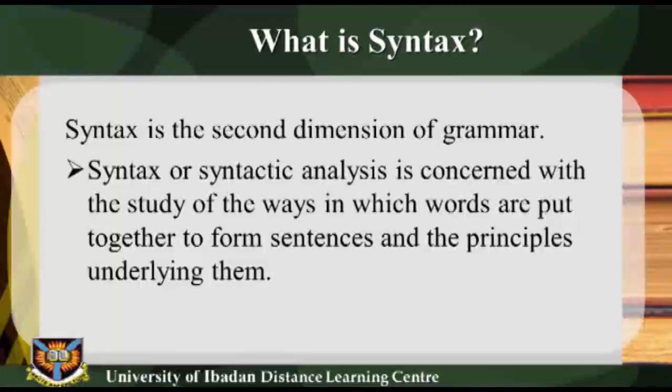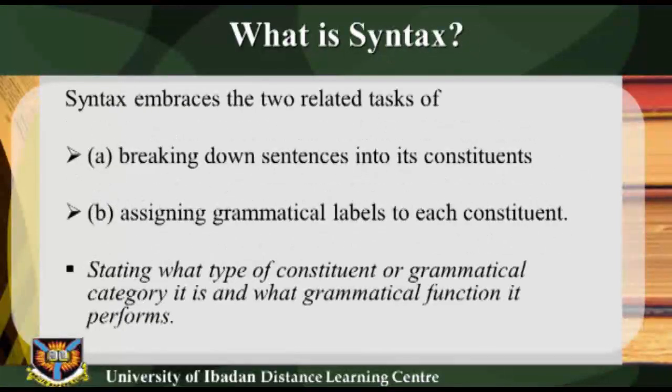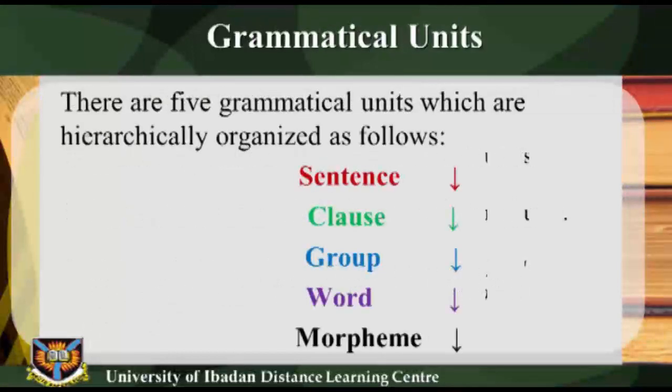In syntax, the component parts of a sentence are determined. Then the parts are described grammatically. Syntax embraces the two related tasks of A, breaking down the sentences into its constituents, and B, assigning grammatical labels to each constituent, stating what type of constituent or grammatical category it is and what grammatical function it performs.